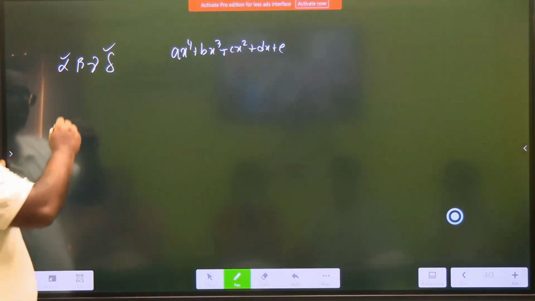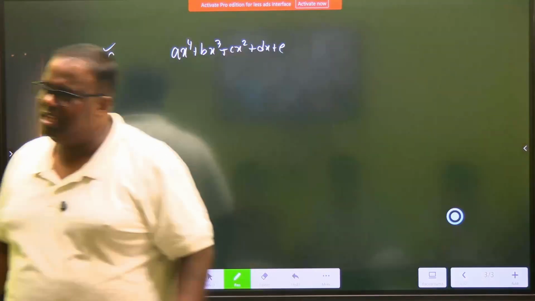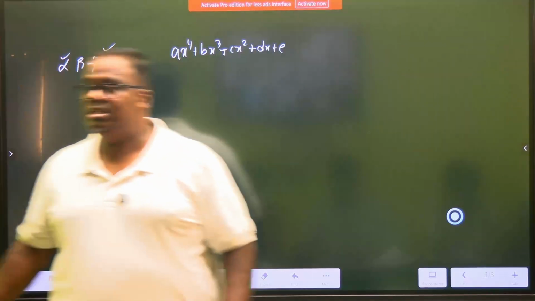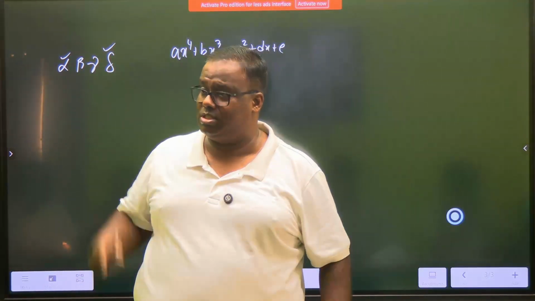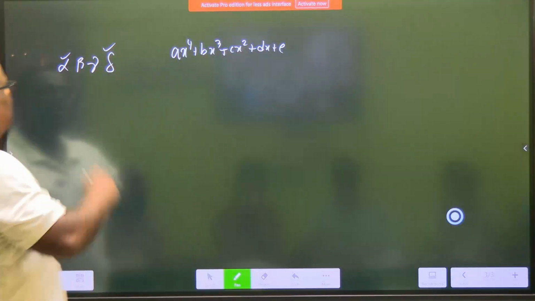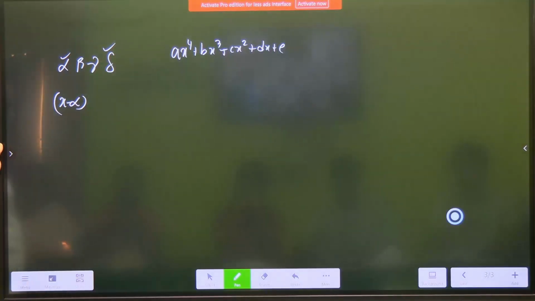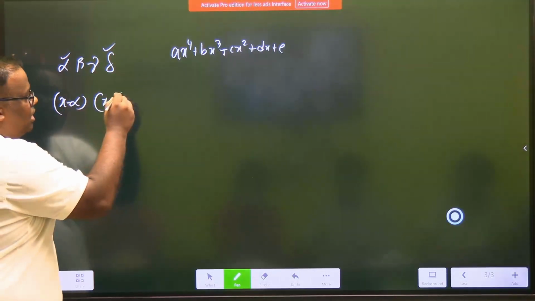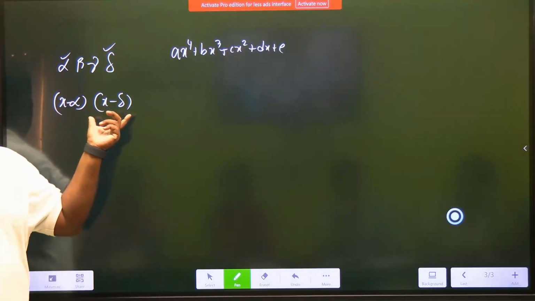Then what can I say? Okay, let's take the number 24. Is 3 a factor of 24? Yes. Is 2 a factor of 24? Yes. Multiply 3 and 2, 6. 6 also will be a factor of 24. Common sense. So, is x minus alpha a factor of this polynomial? Yes. Is x minus delta a factor of this polynomial? Yes. So, their product should also be a factor.